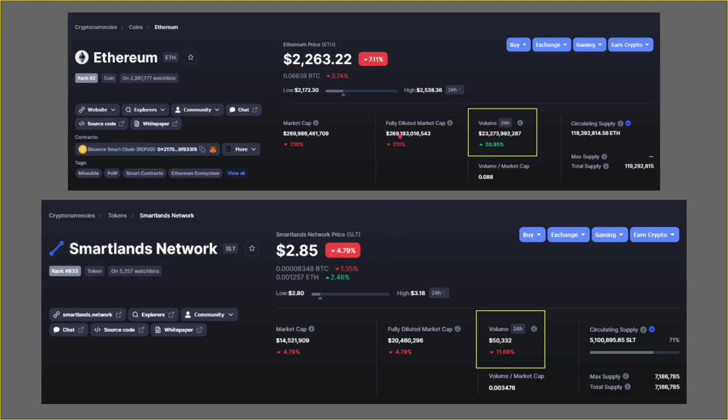We also see differing figures in their fully diluted market cap and particularly volume. Here we see about $23 billion have been traded, either bought or sold, in a 24-hour period. $23 billion exchanged. This is drastically different compared to Smartlands, which has only seen $50,000 exchanged in a 24-hour period.